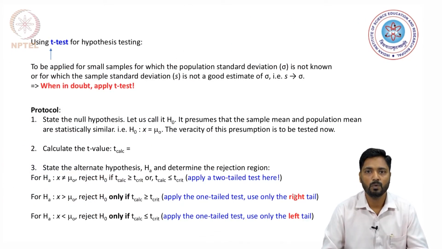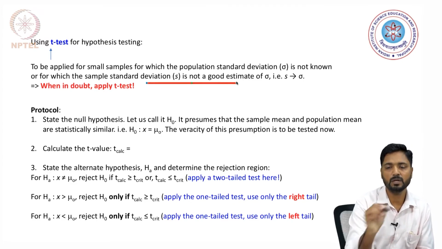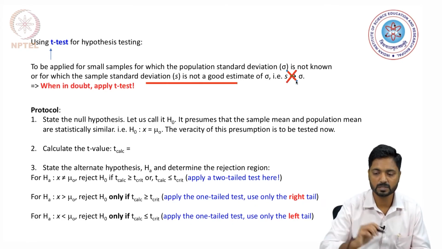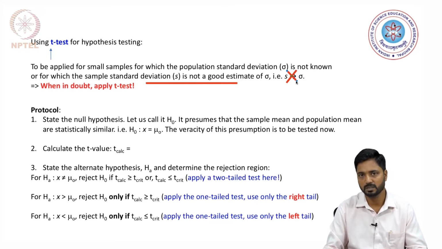Okay. Now, under which conditions do we apply the t test? For hypothesis testing, the t test is to be applied when we do not have a good estimate of the population standard deviation, or in other words, the presumption that the sample standard deviation is similar to the population standard deviation cannot be considered true. In those cases, or whenever you are in doubt, you should apply the t test.